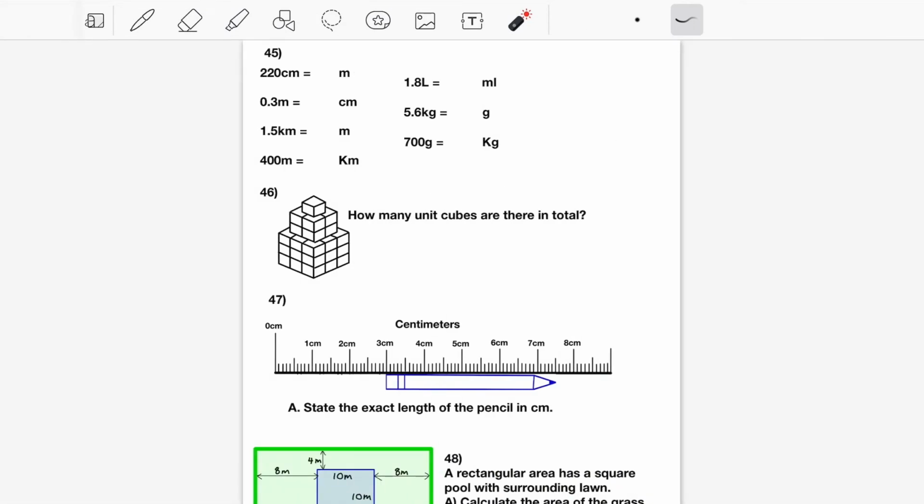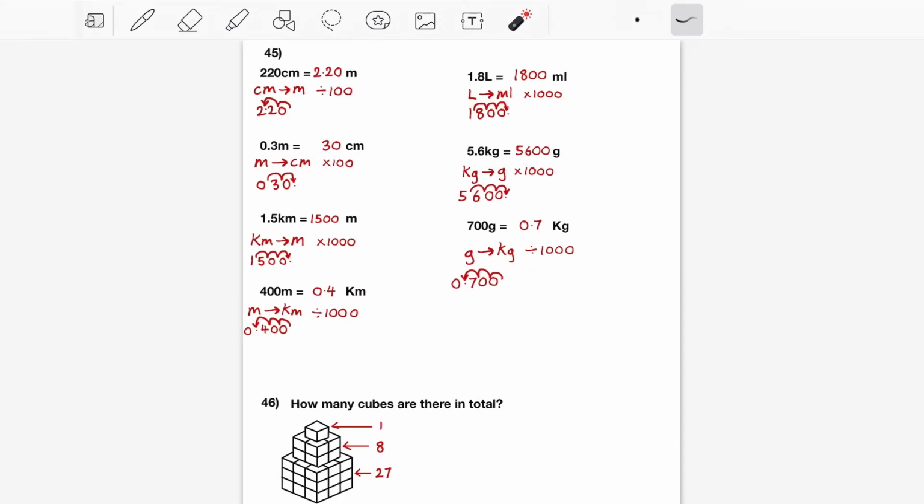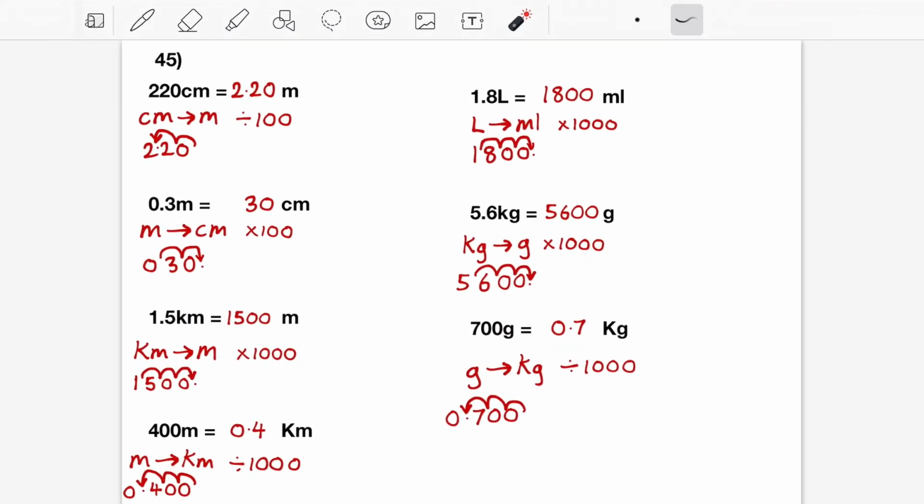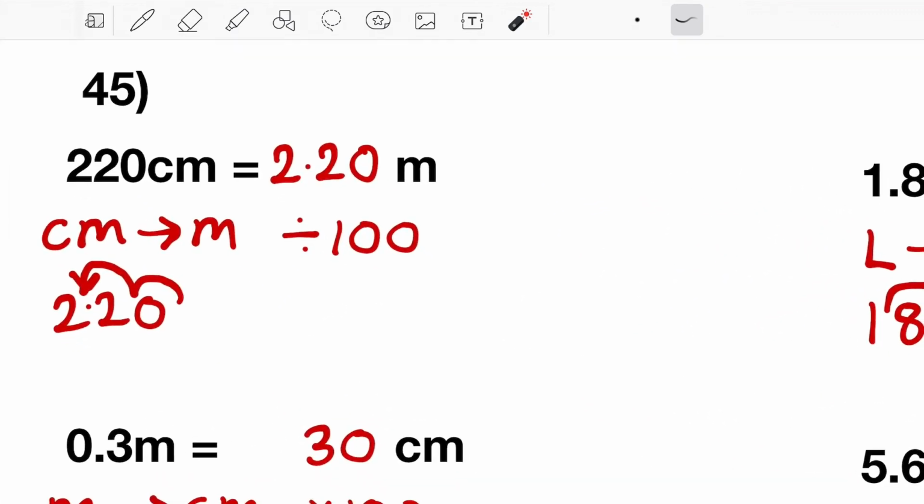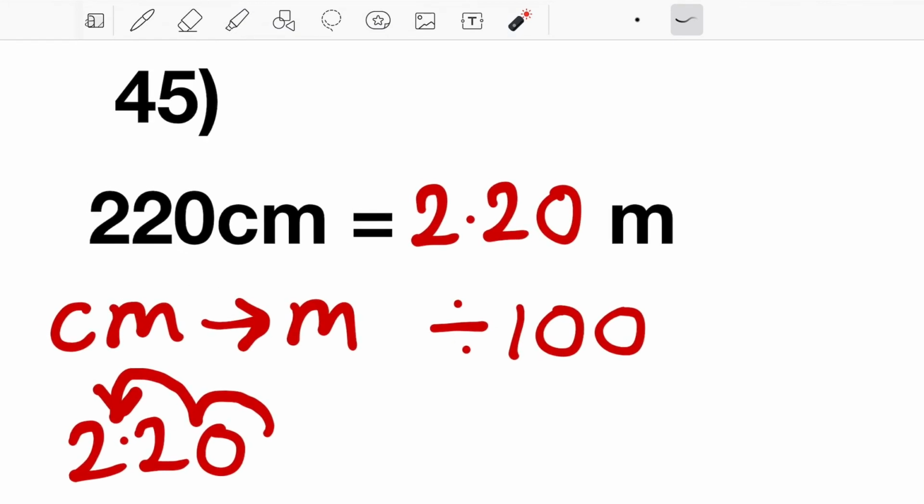Units and measurements, area and perimeter. Okay, so number 45, we want to convert 220 centimeters to meters. In order for us to go from centimeters to meters, we want to divide by 100. How do we divide by 100? We can simply shift the decimal point 2 places to the left, so it becomes 2.2.